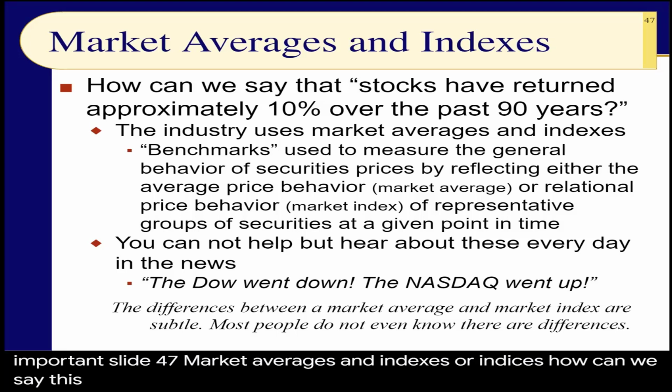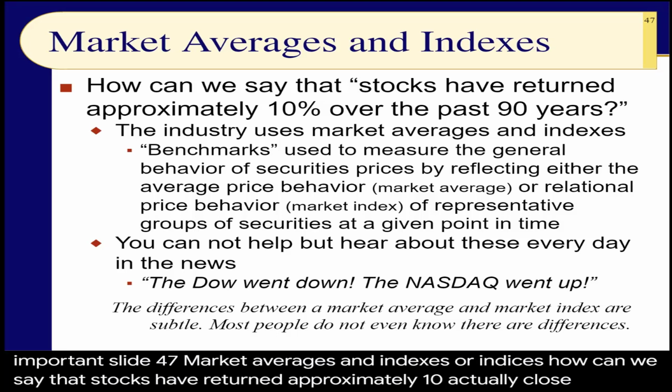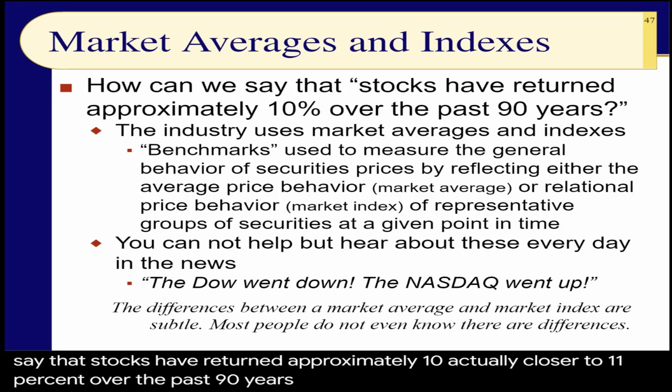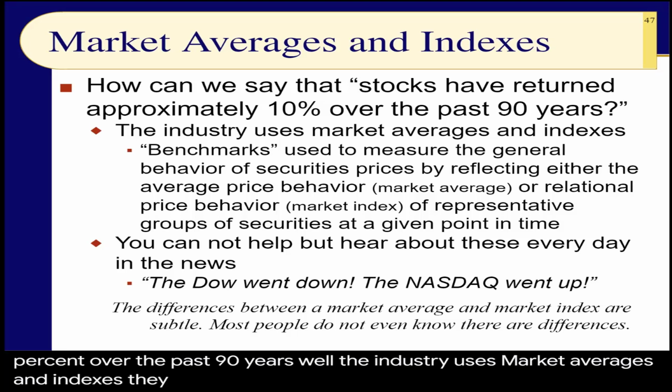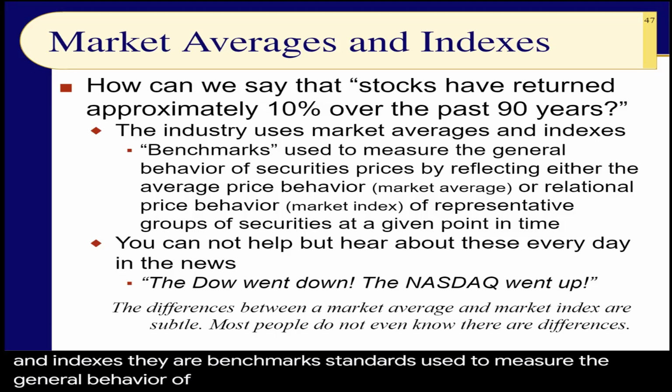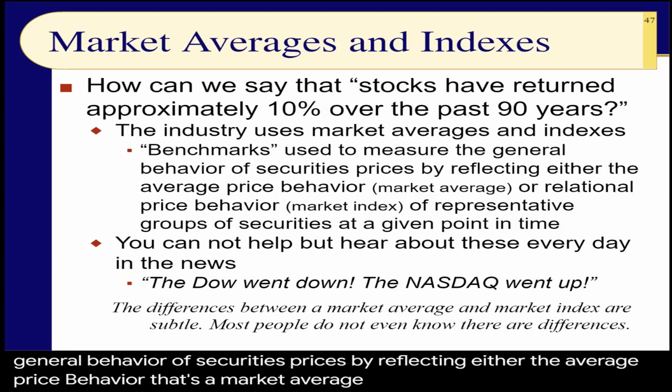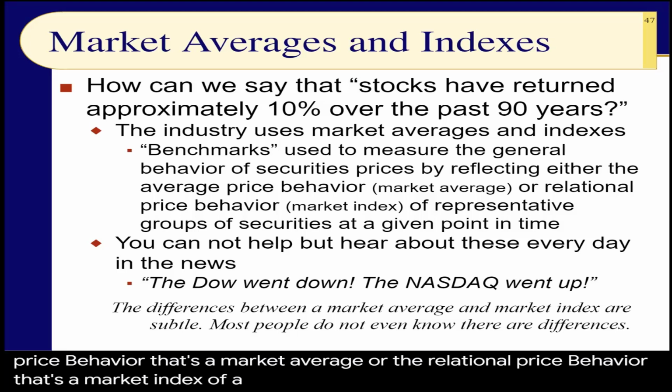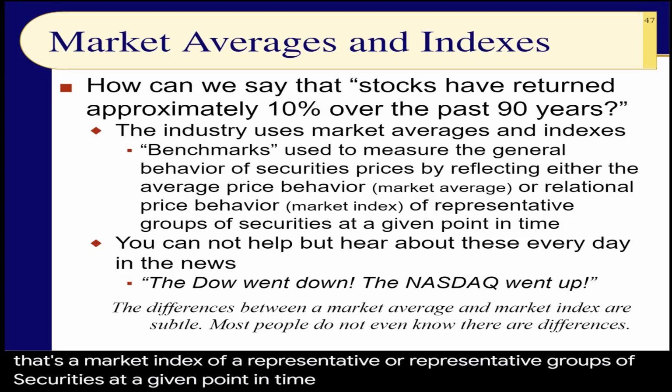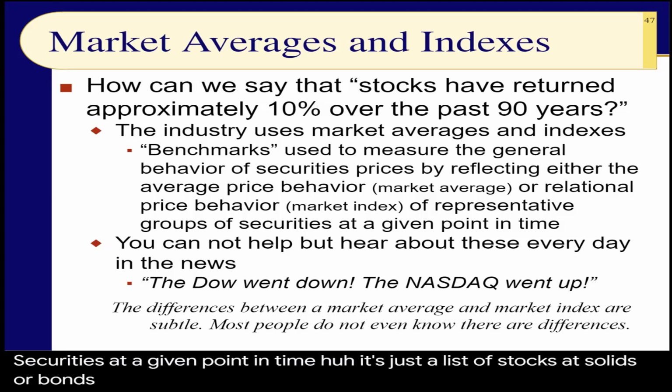How can we say that stocks have returned approximately 10, actually closer to 11% over the past 90 years? Well, the industry uses market averages and indexes. They are benchmarks, standards, used to measure the general behavior of securities prices by reflecting either the average price behavior, that's a market average, or the relational price behavior, that's a market index, of a representative group of securities at a given point in time. Huh? It's just a list of stocks. That's all it is. Or bonds if it's a bond index.